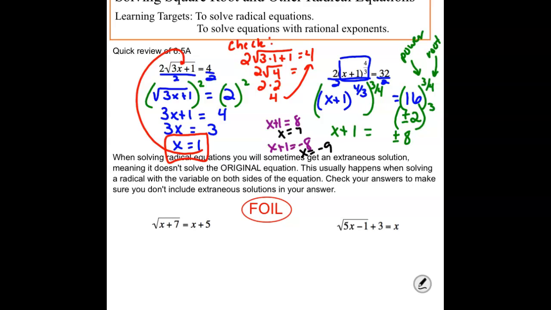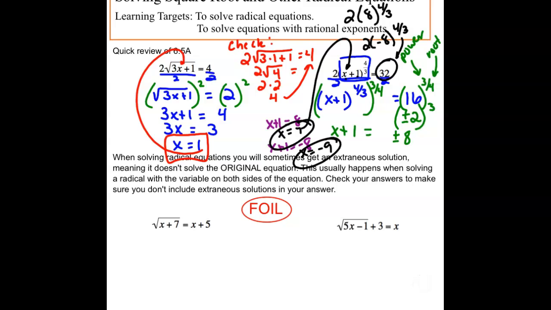And we do want to check both of those. So again, we're going to put a 7 in here. 7 plus 1 would be 8. The cube root of 8 is 2. 2 to the 4th power is 16 times 2 gets us the 32. Checking the negative 9. Putting a negative 9 in for x, adding 1 gets us negative 8. The cube root of negative 8 is negative 2. If we raise that to the 4th power, it's still 16 times 2 gets us 32. So both of these did work.